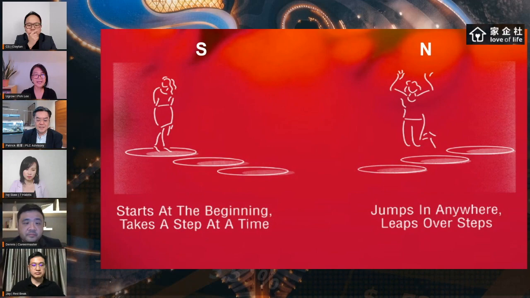As for S, you need to tell them step by step. So if you don't give them step by step, they won't be able to do their job well, because that is the way they prefer. They prefer the step by step, even instruction, give them step by step.